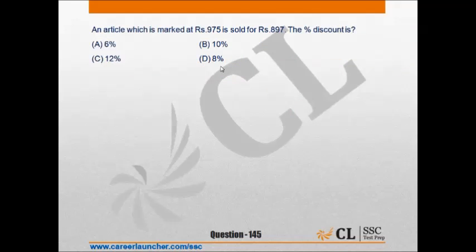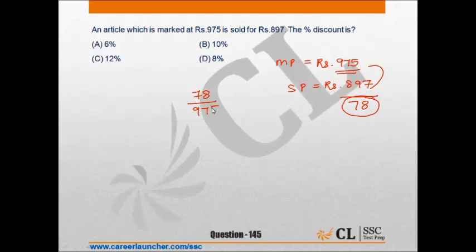The next question is, an article which is marked at rupees 975 is sold for rupees 897. The discount percent is. Now, the MP is given as rupees 975 and the selling price is given as rupees 897. The difference between them is rupees 78, and the 78 is the discount that is given on the marked price. So the discount percentage would be equal to 78 upon 975 into 100. Solving this, I will get my discount percentage as 8%. Hence my answer is option D.